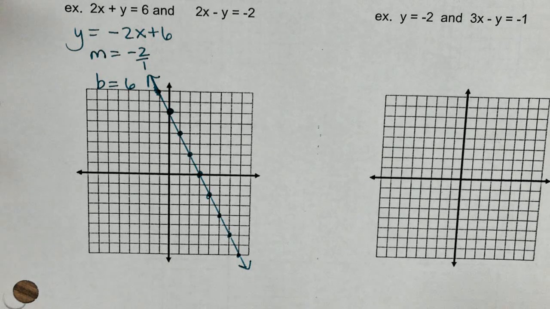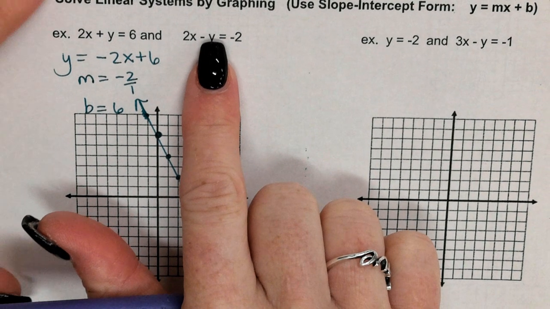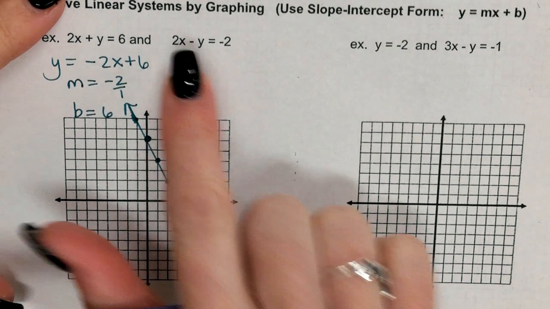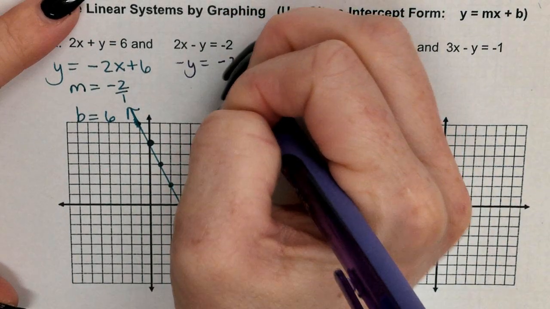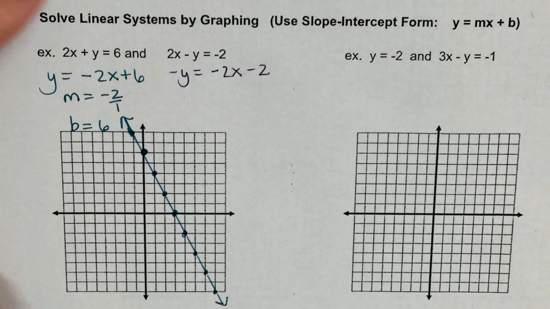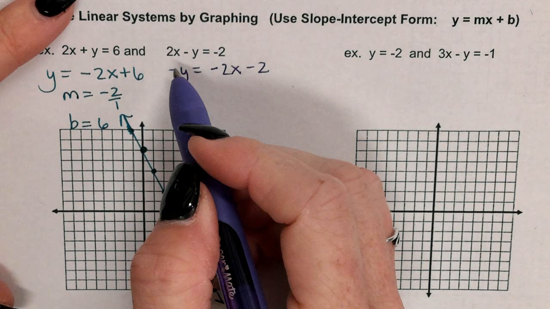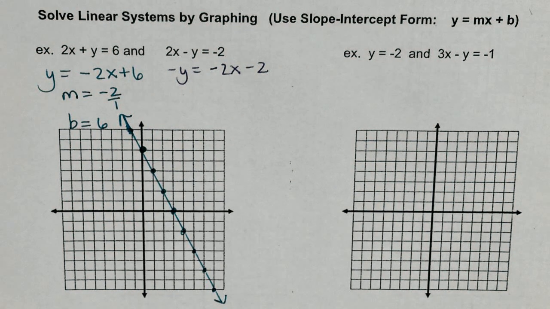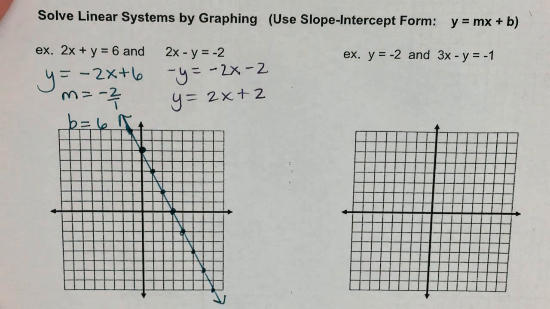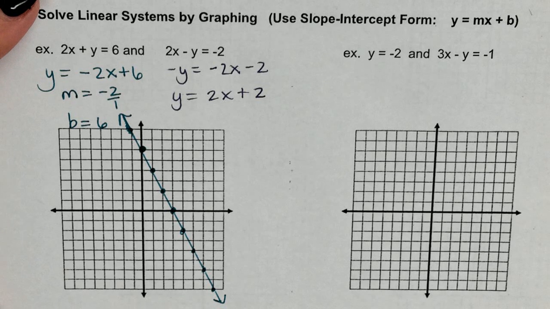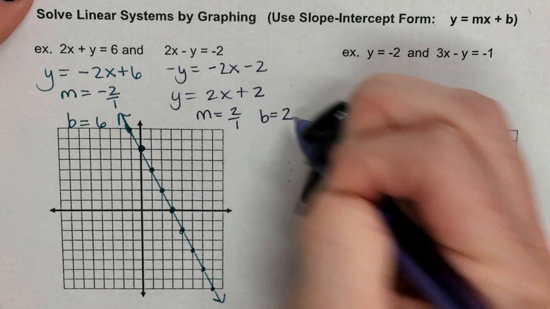Okay, now I'm going to graph this equation. What's the first thing I'm going to have to do? I need to rearrange it, so I need a minus 2x. So I have negative y equals negative 2x minus 2. Can I have a negative y? So I have to divide everything by negative 1, which just means change everything's sign. Yes? So this becomes y equals 2x plus 2. So my slope is 2 over 1, and my y-intercept is 2.